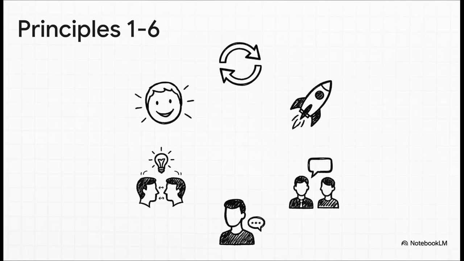The first 6 principles really focus on the customer, delivery, and the overall project environment. You can see themes here like achieving customer satisfaction through early and continuous delivery, welcoming changing requirements no matter when they pop up, and stressing the importance of daily collaboration between the business side and the developers.